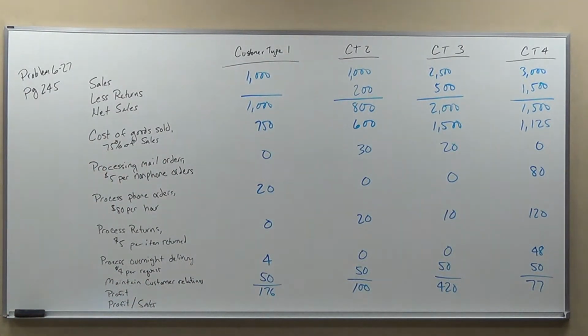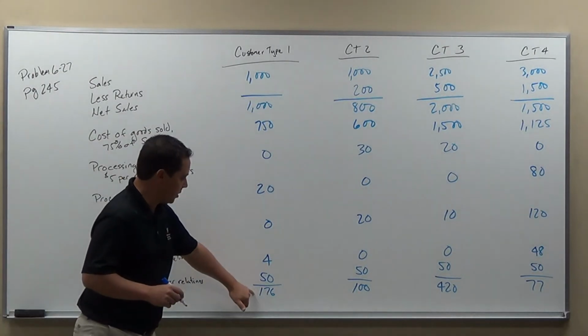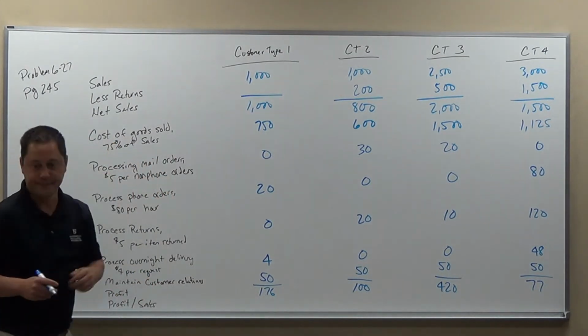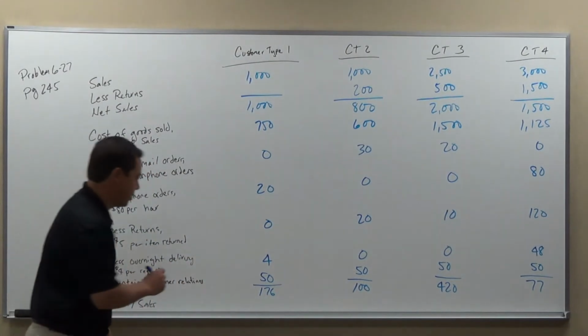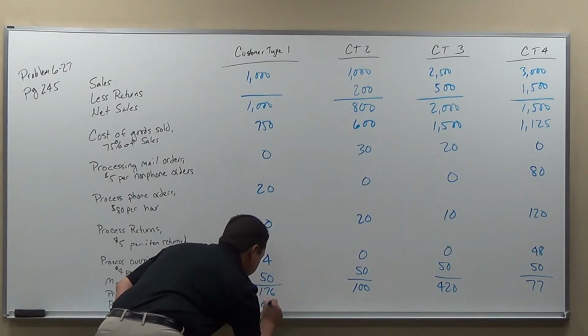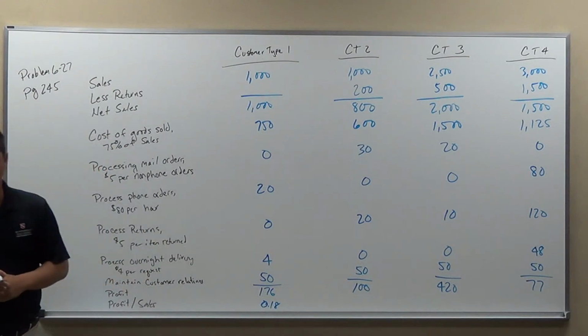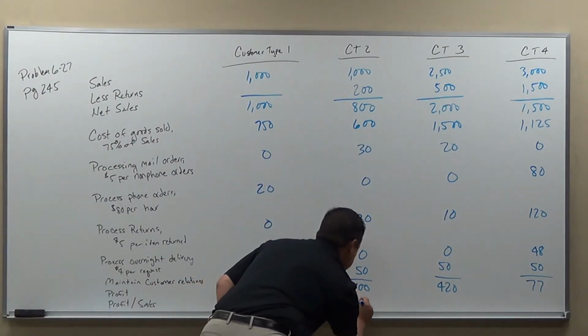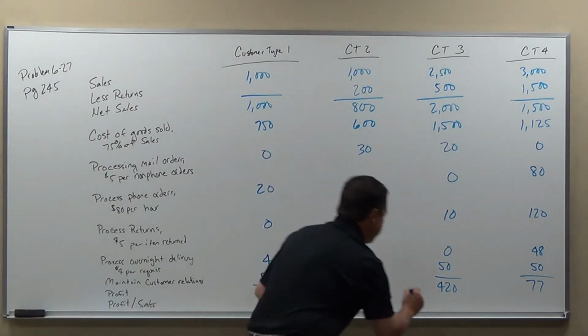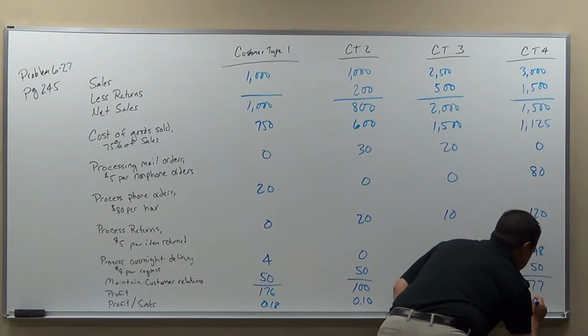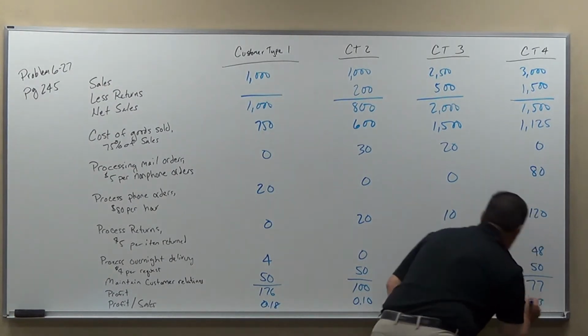All right, so what we're going to do in the last part here is your profit divided by sales. That way we can figure out what is the most profitable. So I'm going to go ahead and put the information down here. You can go ahead and take your calculator and take the 176 and then divide it by your sales. So I'm going to go ahead and do that there. So we have 0.18 for that one. We then have 0.10 here. 0.17 and 0.03.